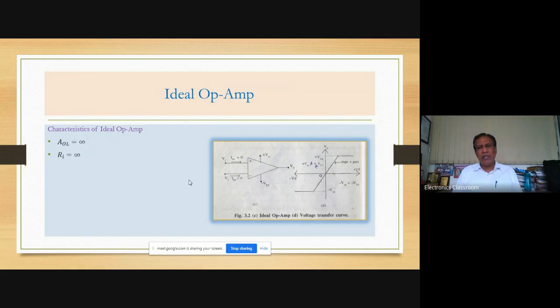The differential gain means the differential output divided by the differential input, that is V0D divided by V1 minus V2. It is known as the differential gain. And the common mode gain means the common mode output voltage divided by the common mode signal. It is known as the common mode gain. The common mode gain is very small, it is negligible. We will try to reject the common mode gain from the ideal operational amplifier. Then the operational amplifier becomes ideal. It means the operational amplifier has only differential gain, and we are trying to minimize the common mode gain.